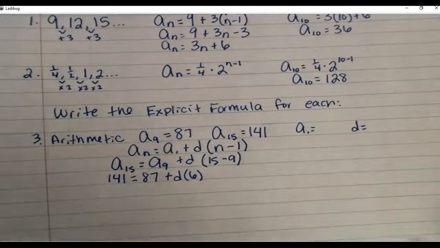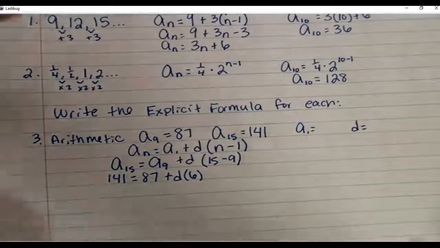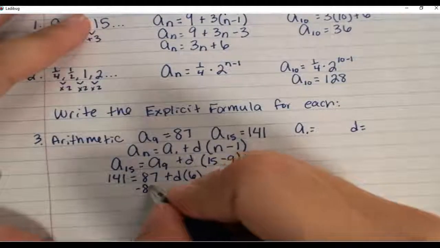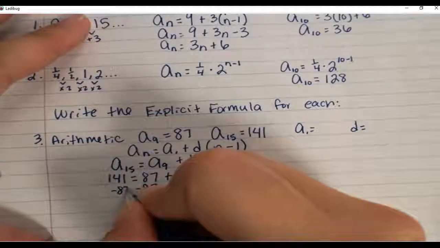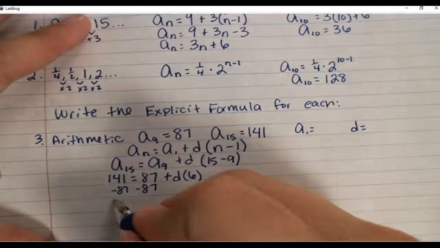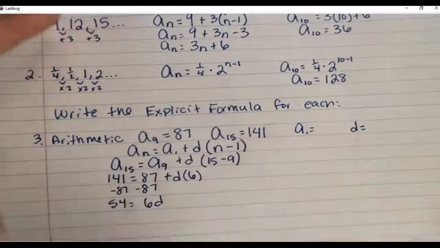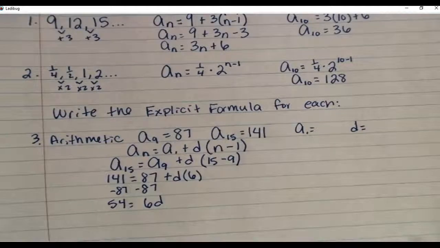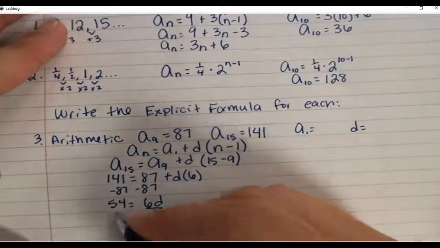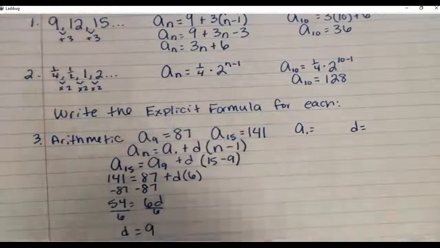Well, if I look at this, can I solve this for D? Yeah. So what should I do? Subtract 87, which gives me 54 equals 6D. And then what? You got it. So in this one, our common difference is 9.